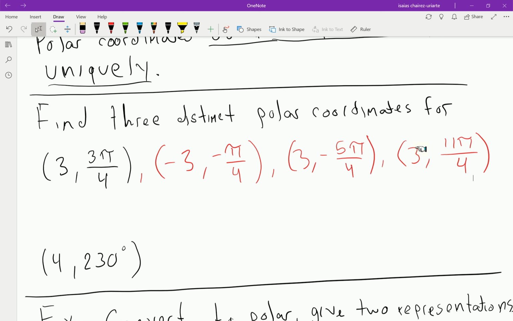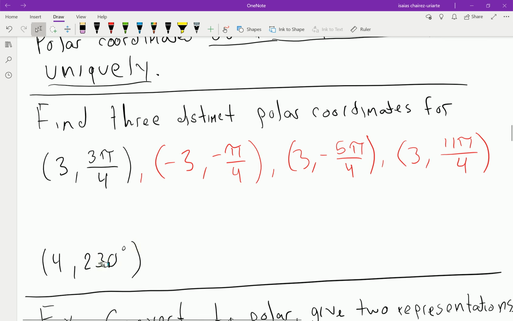Hopefully you see how it is that polar coordinates are not unique. There are many different distinct polar coordinates that represent the same point. Here I have 4 distinct polar coordinates, and they all point to the same point on the plane. Whereas rectangular coordinates are unique, in the sense that there's only one coordinate for a point.